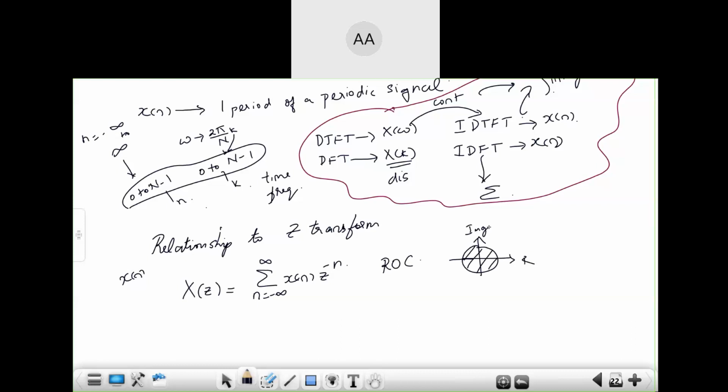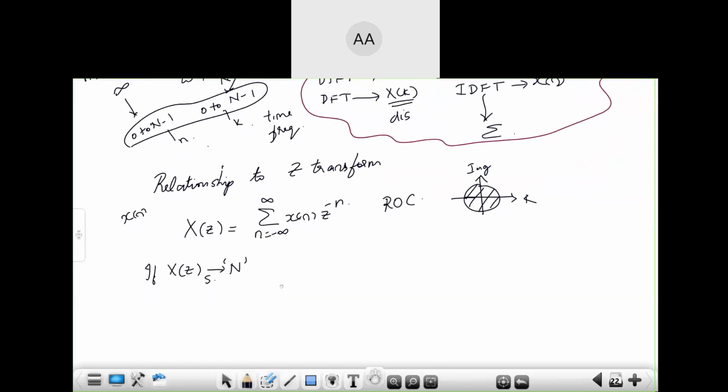If x of z is sampled at N equally spaced points on the unit circle, zk, small zk, you write down, is e power j 2 pi by N into k. That means you have your x of z.